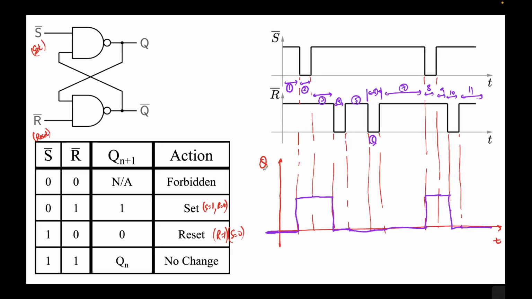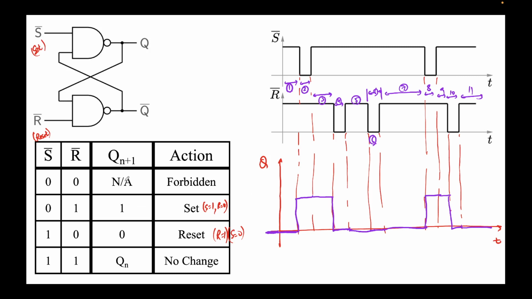Okay, just to summarize, we saw this is the SR NAND latch, the set-reset NAND latch, and this is the corresponding truth table for it. We divided our inputs, the S bar and R bar inputs that were given to us, into different time periods, and then for each time period we found the value of Qn plus 1, that is, the value in the next time period.